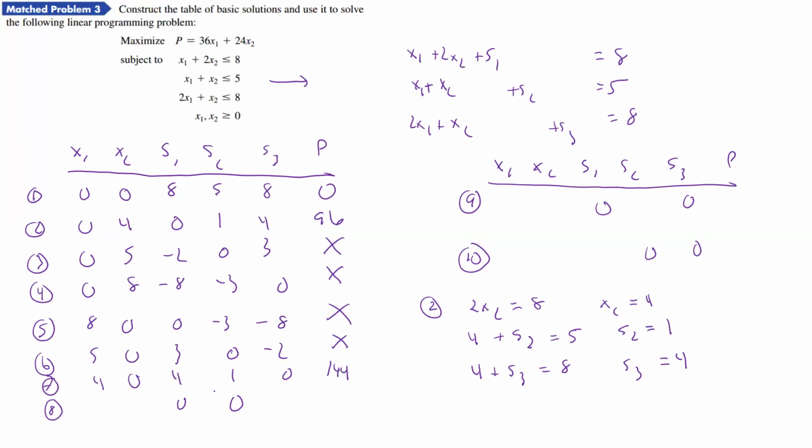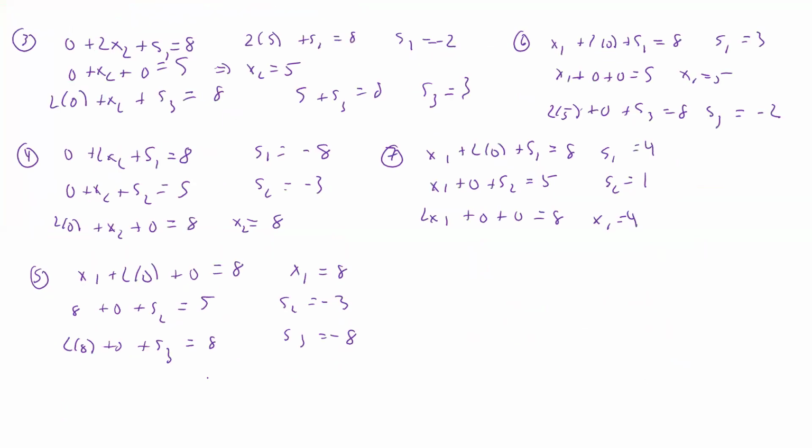Now we need this one. So s1 and s2 are 0 for number 8. All right, so 8. So we have 2x2 plus 0 equals 8, so that doesn't help us anything. And then we have x1 plus x2 plus 0 equals 5. And then we have 2x1 plus x2 plus s3 equals 8.